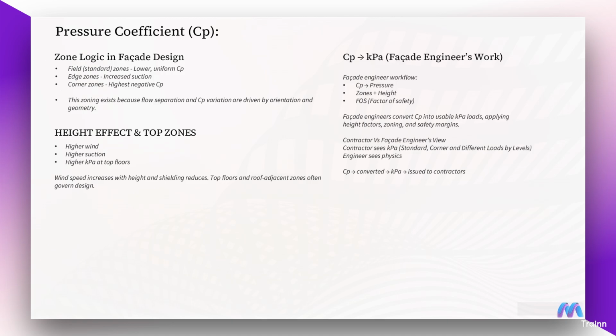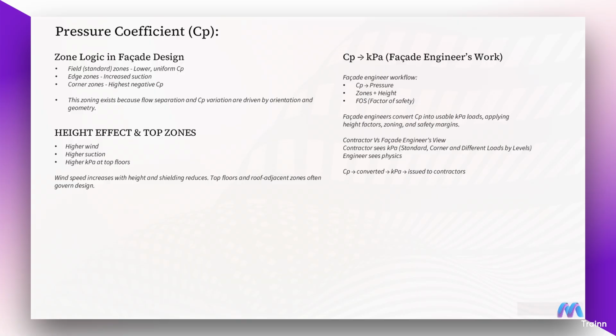Facade engineer workflow: Cp, pressure zones, plus height, FOS (factor of safety). Facade engineers convert Cp into usable kPa loads, applying height factors, zoning, and safety margins. Contractor versus facade engineer's view. The contractor sees kPa: standard, corner, and different loads by levels.